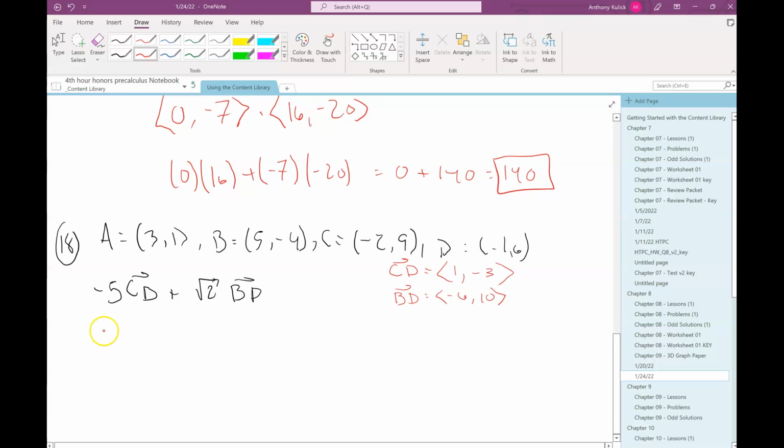So negative 5 times CB. Oh no, is that CB? Yeah. I wrote it down too messy, and then I read it as CD, huh? My apologies.